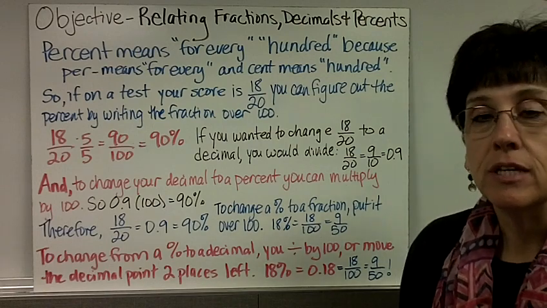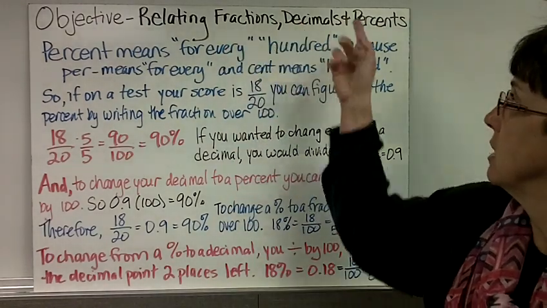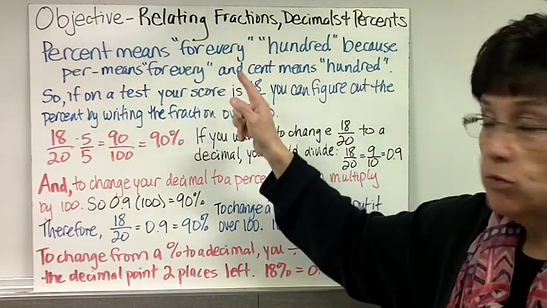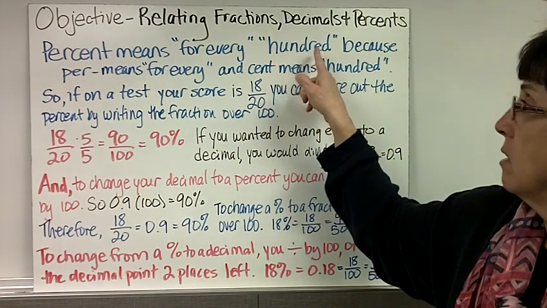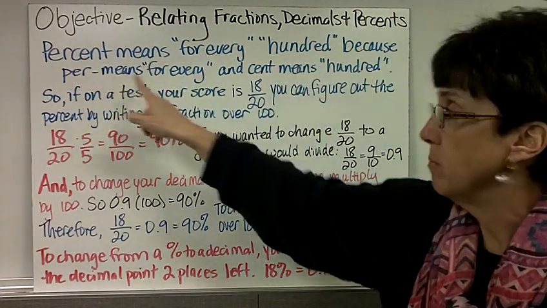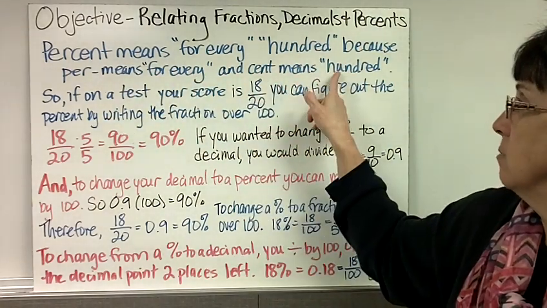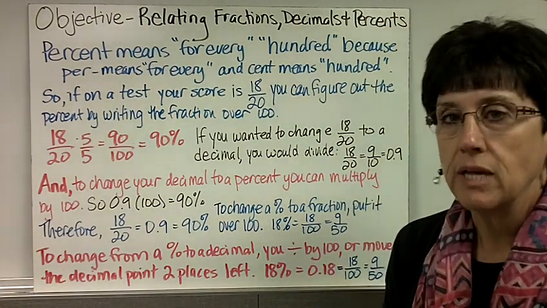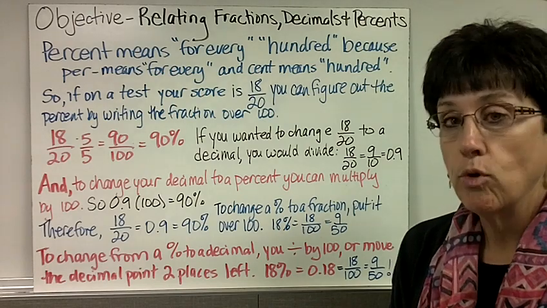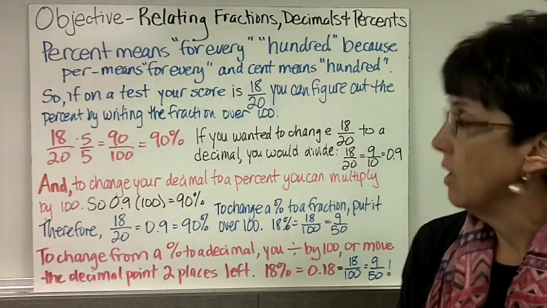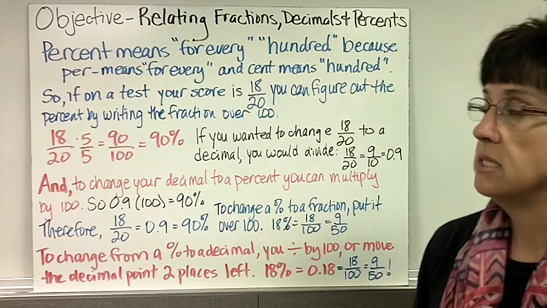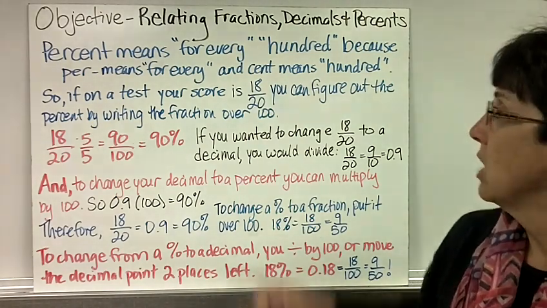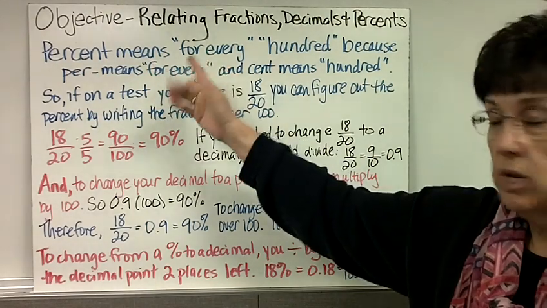Today's objective is relating fractions, decimals, and percents. Percent means for every 100 because per means for every and cent means 100. So like if you say, I'm going 12 miles per hour, that really means I'm going 12 miles for every hour. And you know, cent means 100, century, centimeter, etc. So percent is for every 100.